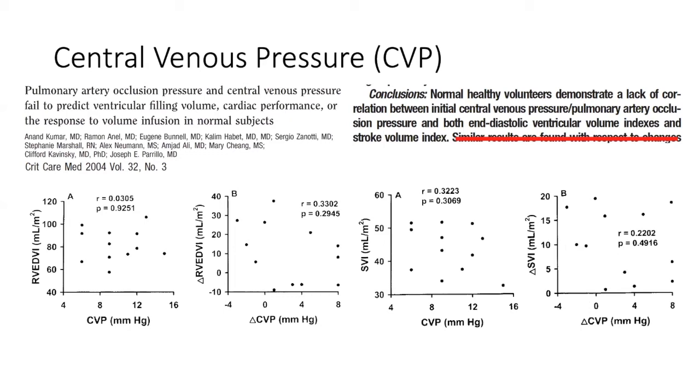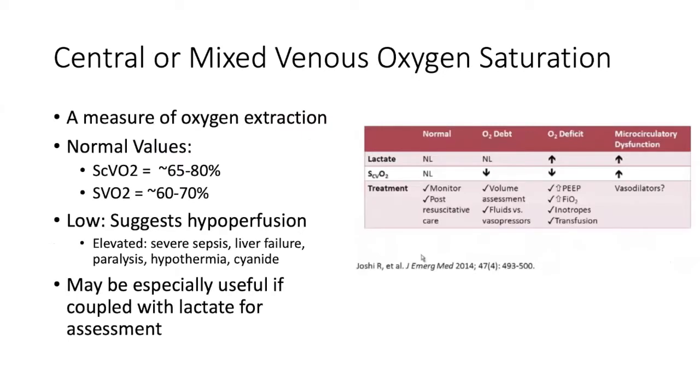It can be useful intraoperatively. It can be useful for other things. It's not terribly useful at the bedside. So the next thing that we might talk about is their mixed or central venous oxygen saturation. This is essentially a marker of oxygen extraction from the tissues. It ties very nicely to the definition we used earlier for shock in terms of end organ oxygen delivery. That should be linearly related to end organ oxygen extraction.